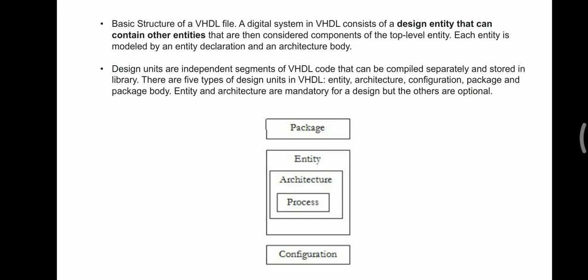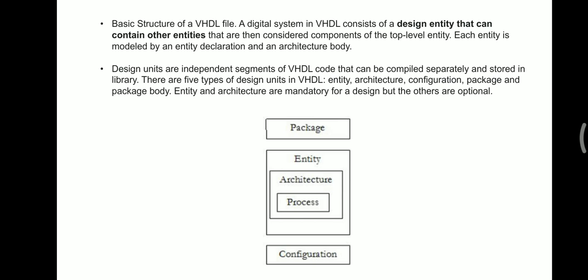A digital system in VHDL consists of a design entity that can contain other entities, which are then considered components of the top level entity. Each entity is modeled by an entity declaration and an architecture body.